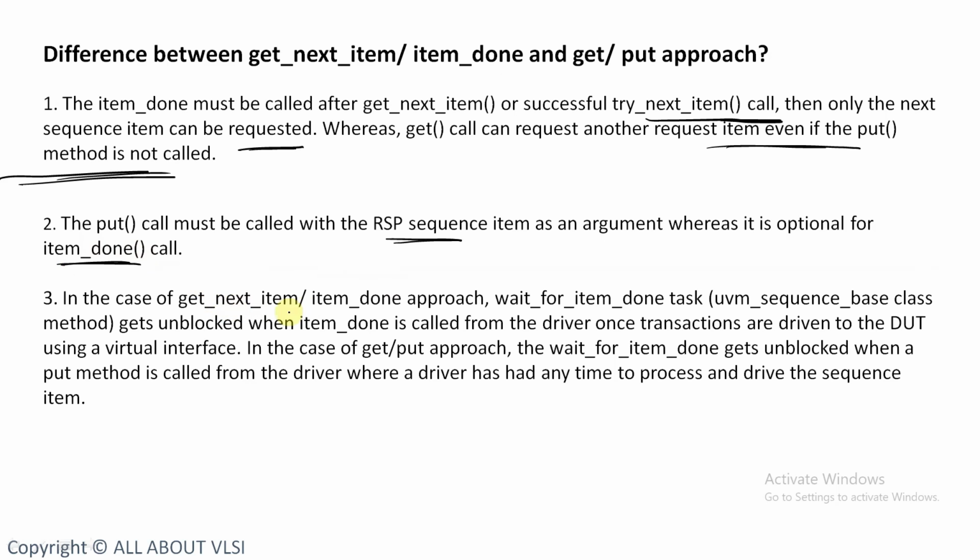In the case of the get_next_item or item_done approach, the wait_for_item_done task in the UVM sequence base class gets unblocked when item_done is called from the driver once the transaction is complete. This third point we will discuss after discussing the UVM sequence. Then only this particular third point will be clear.